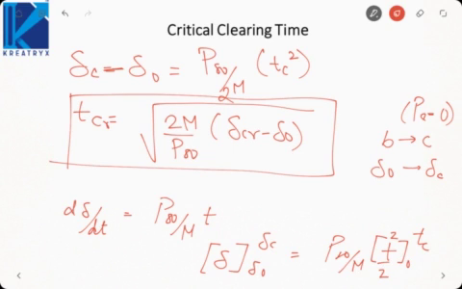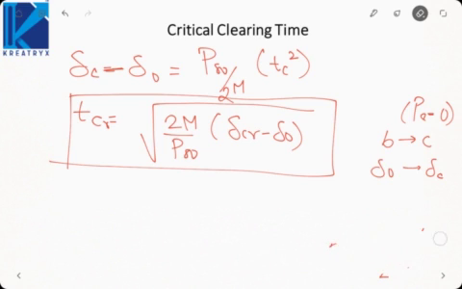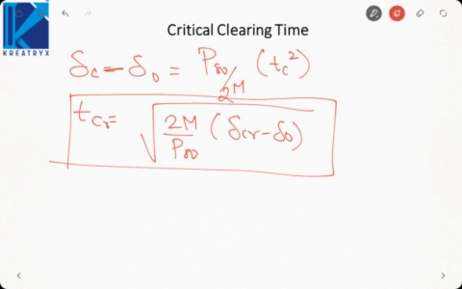Okay. Remember, we were able to integrate like this because Pe was 0 and accelerating power is independent of delta. So we were easily able to solve this differential equation. If during the fault power was non-zero or it were dependent on delta, then this sort of critical clearing time calculation is not possible. We have to use numerical methods to solve the differential equation.